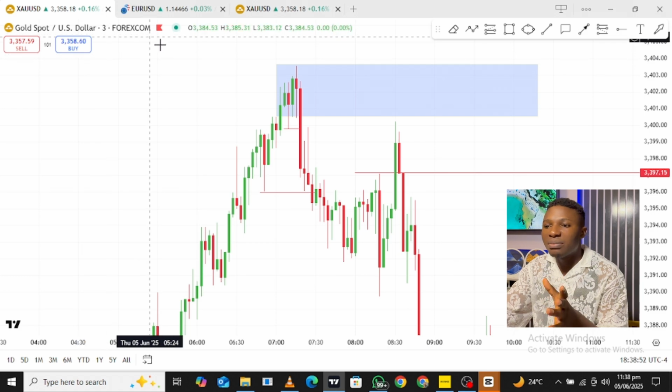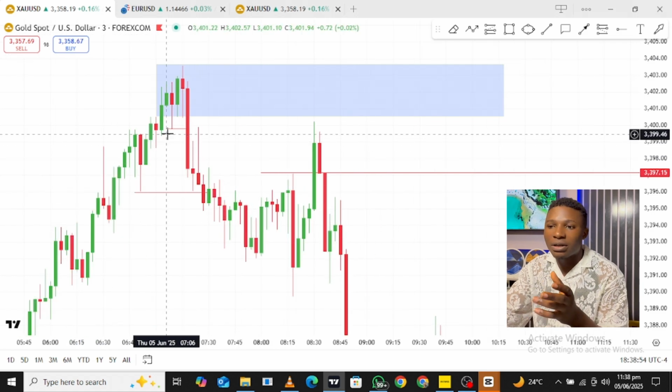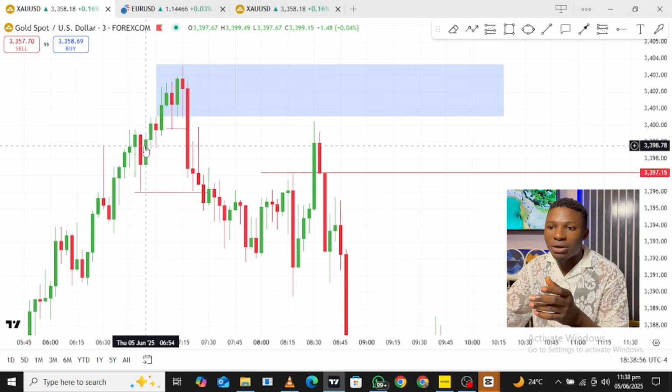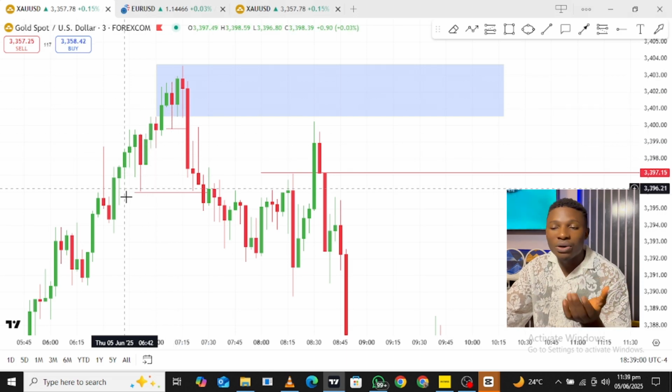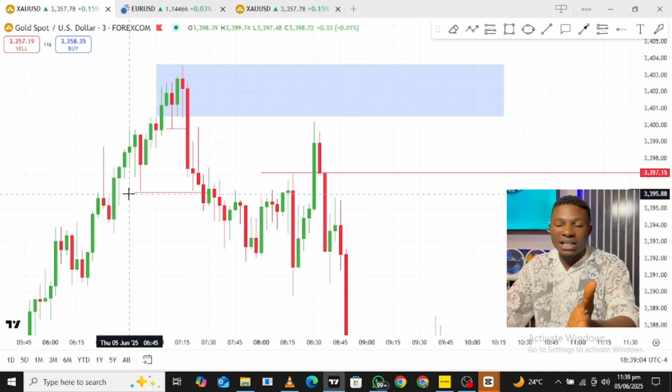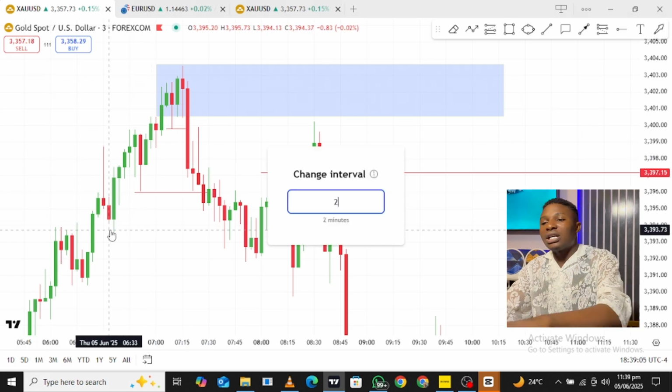So this is the 3 minutes time frame, and then you can see clearly price is not breaking this particular low, this low, and also we have a new low right in the middle, making this particular order block a real order block. So we can't make any adjustments, it's still the same thing. Let's check the 2 minutes time frame.